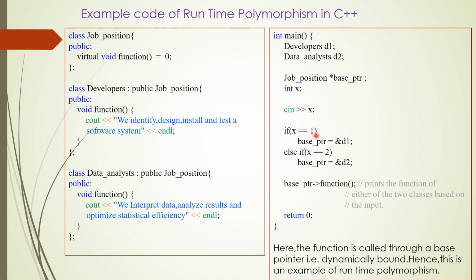If the input is 1, then the base class pointer points to d1. Again, if the input is 2, then the base class pointer points to d2. Through this base class pointer, we call the function. Now, which function is going to be called depends on the input. The program must determine at runtime what type of object is being pointed to, then select which version of the overridden function to execute. So this is the difference between runtime and compile time polymorphism. Here the function is called through a base class pointer, i.e. it is dynamically bound. So this is an example of runtime polymorphism.